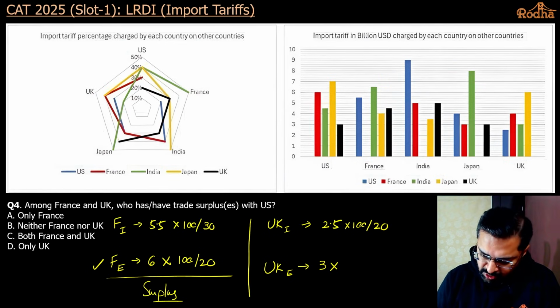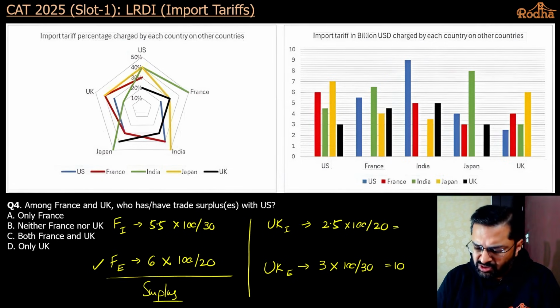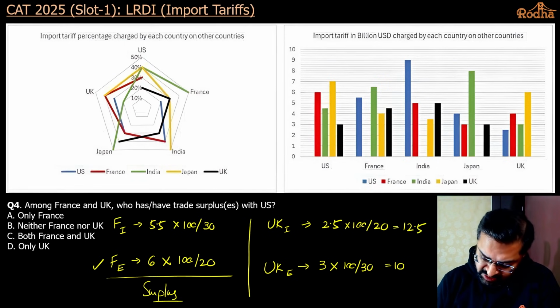So this would be 3 into 30. These are clear values. This would be 10. Because these are integers, we can just write them. This is into 5, so this is 12.5. You can clearly see that this is going to win here.